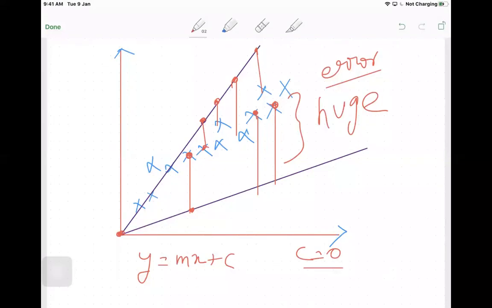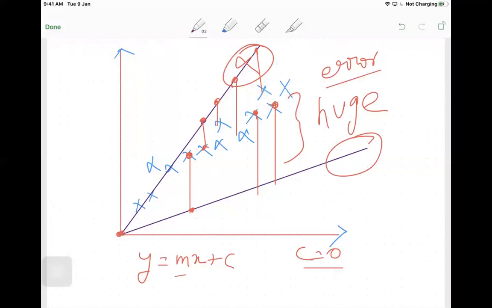Now who will decide which line I have to take, whether I have to take this line or this line? That will be decided by the m, the slope of that particular line. I think you are able to correlate, right? So my m is the parameter which is going to decide which is the best line for this particular data. If I want to make my model good and accurate, what I'll do is this.